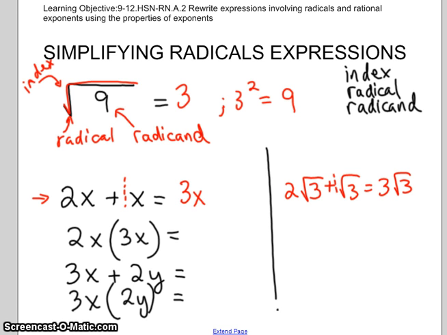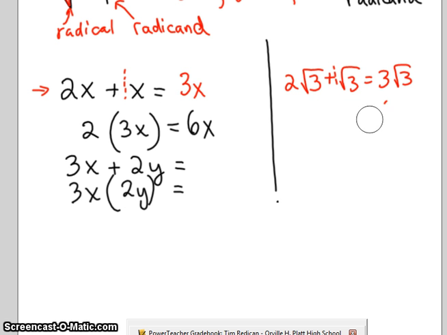Same thing here. If we did 2 times 3x, that is 6x. Well, if we did 2 times 3 rad 3, we would just multiply the 2 and the 3, just like we multiplied the 2 and the 3 with 2 times 3x. So we have 6 rad 3 as our answer.